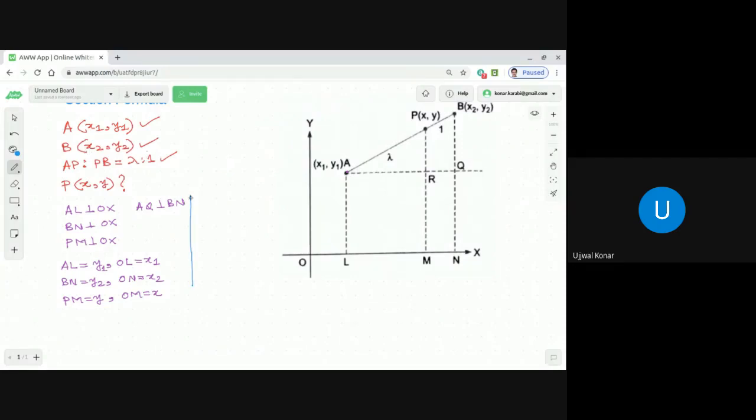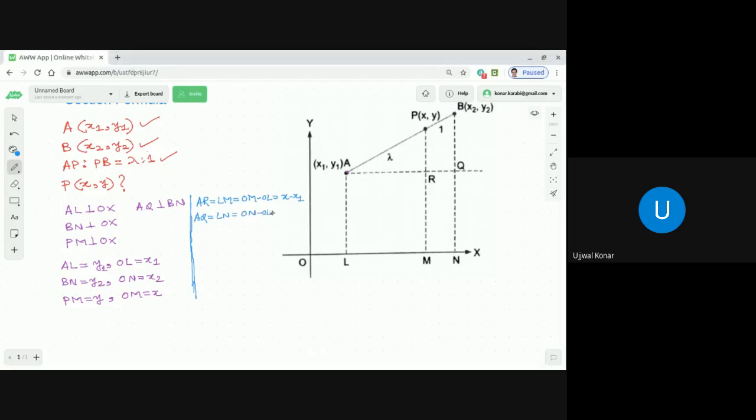This is one set of distances we measured. Then what we are going to find first, LM. AR is equal to LM. And LM is equal to OM minus OL. And what is OM, dear students? OM is x and OL is x1. So that is equal to x minus x1. Here you found it out. Then the next one is AQ. Dear students, AQ is nothing but AQ equal to LN. And what is LN? LN is nothing but ON minus OL.